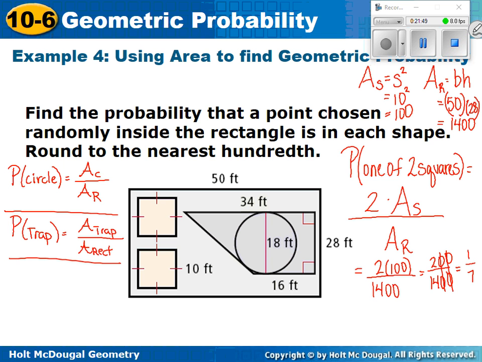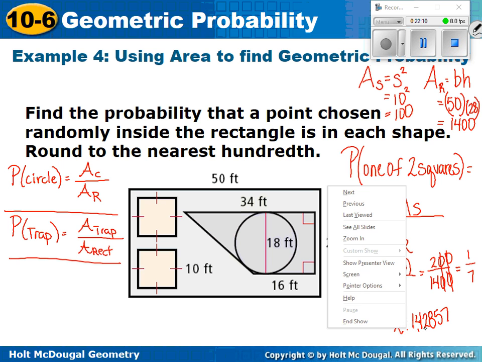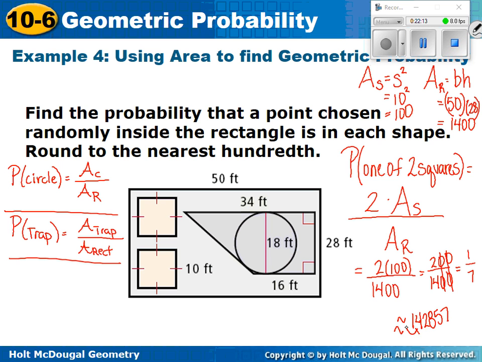It said round to the nearest hundredth. So what is 1/7 as a decimal? Okay, I heard 0.142857. Let's round that as a percentage to the nearest hundredth. So percentage would mean move the decimal 2 places to the right or multiply that by 100. So what would that be to the nearest hundredth of a percentage? I heard 2 different answers. 14.29. Hundredth would be the second number. So 14.29%.